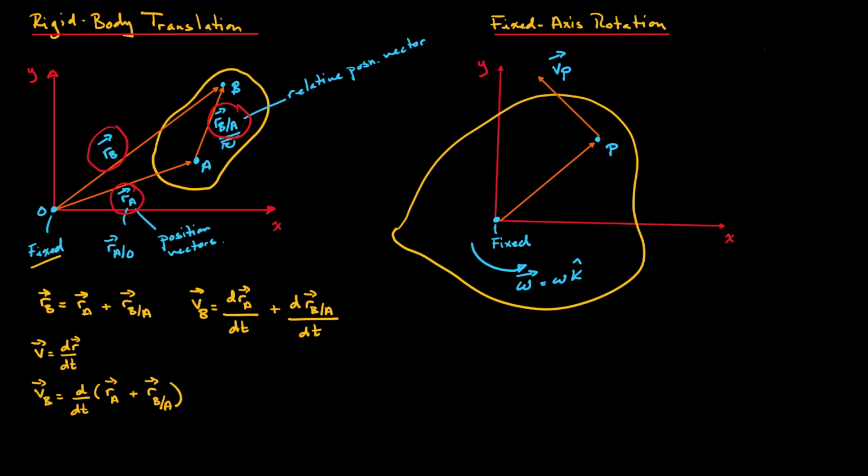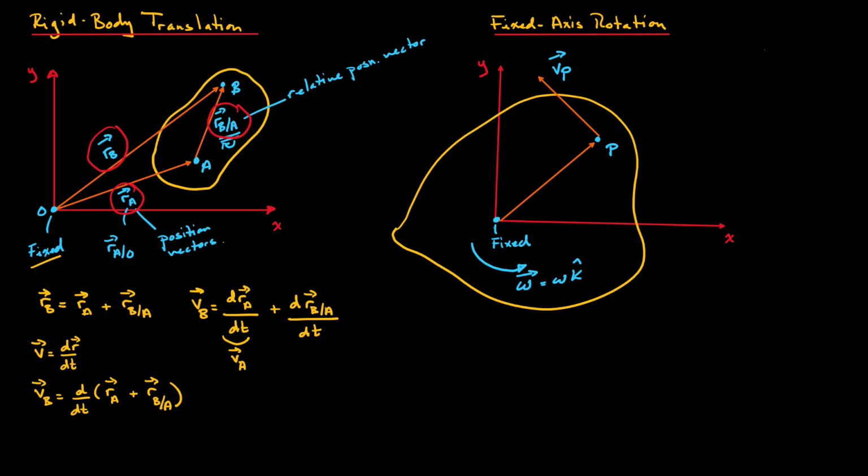As you can see here, this first term is just the time rate of change of the position vector RA, so that's just the velocity of point A. So what we're saying so far is that the velocity of point B is equal to the velocity of point A plus this dR of B with respect to A by dt term.